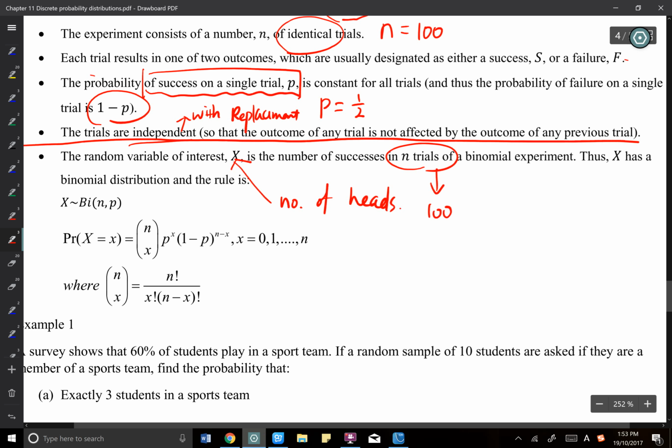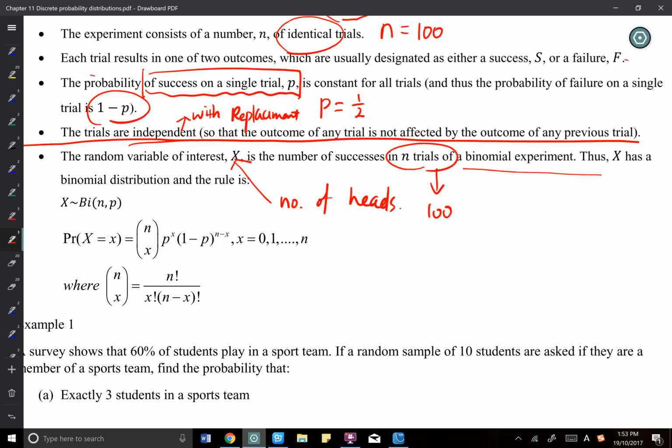In this case, n is 100, and this is a binomial experiment. We can prove that tossing a coin 100 times is a binomial distribution. So I repeat it 100 times. Each time the probability of success will be the same, and each trial will be independent. So it satisfies all those 3 requirements. Therefore, it is a binomial distribution. Thus, x has a binomial distribution and follows that rule.